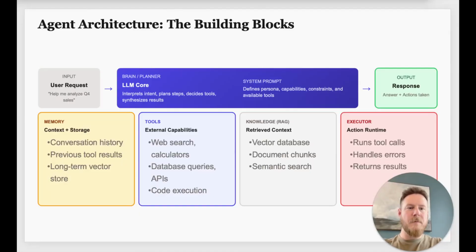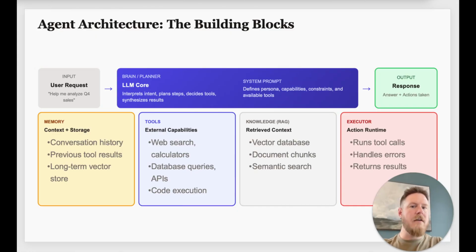Okay, so we've been talking a little bit about agents, ReAct, and essentially how they work. Let's look at some of the more specific building blocks for agentic systems. At the top here, you'll see a user request is coming in, and they're saying, hey, help me analyze Q4 sales. This request is going to first go to the brain, which you can think of as your LLM core plus system prompts, and this is going to produce a response. Next, the brain is going to vend this to the executor, which is going to handle the actions and the runtime.